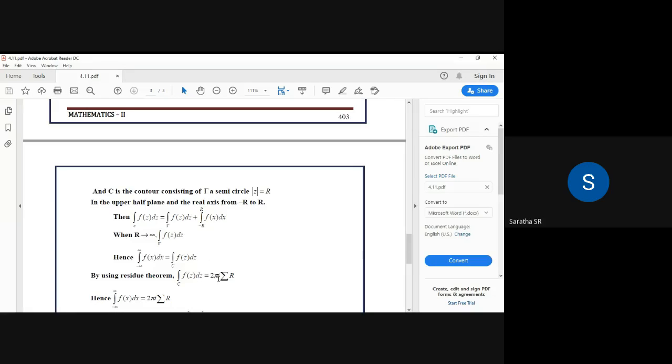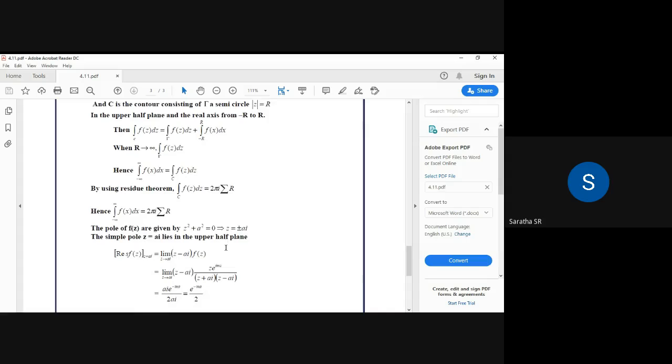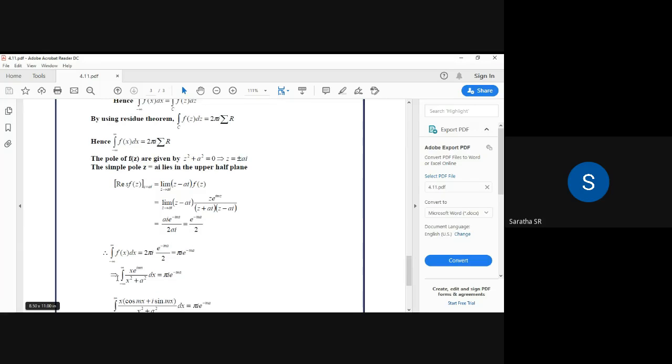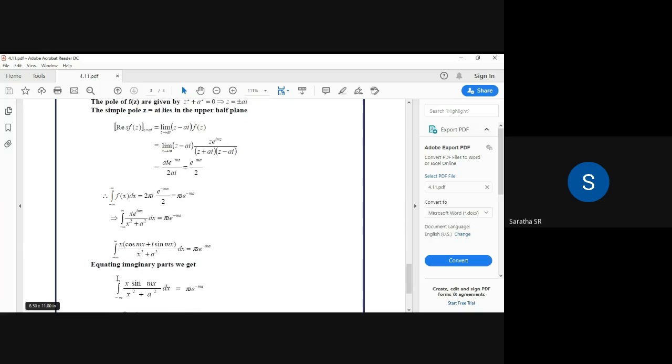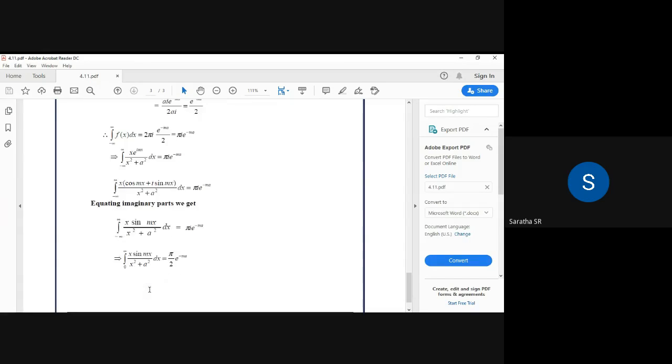We know that this answer is nothing but 2 pi i into the sum of the residues. So this value is also equal to this. So we find the residue and then replace the value here. Then we got some value for the integral from minus infinity to infinity. In the given problem, we need only the imaginary part. So we equate the imaginary part, and also in the given problem, the limit should be 0 to infinity.